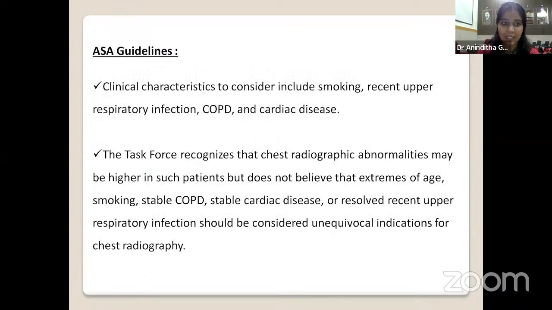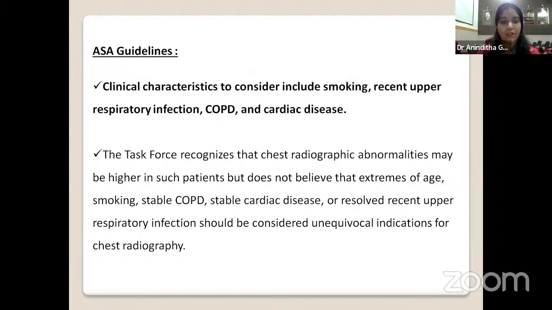So what does the ASA say? The clinical characteristics to consider when ordering a chest X-ray include smoking, recent upper respiratory tract infection, COPD, and cardiac diseases. The task force recognizes that chest radiographic abnormalities may be higher in such patients, but does not believe that extremes of age, smoking, stable COPD, stable cardiac disease, or a resolved recent upper respiratory tract infection should be considered unequivocal indications for chest radiography.